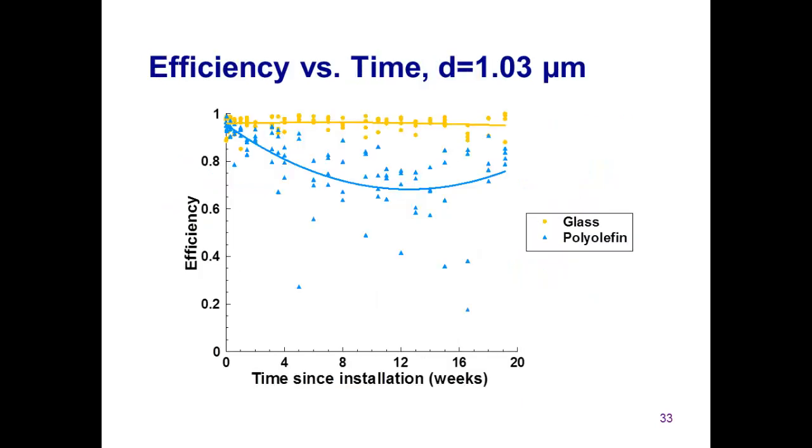It is interesting to look at the change in efficiency at multiple time points for particles of a specific diameter. This figure shows efficiency plotted as a function of time for both sets of filters for particles approximately 1 micrometer in diameter. Curves are drawn through the data for each type of filter.